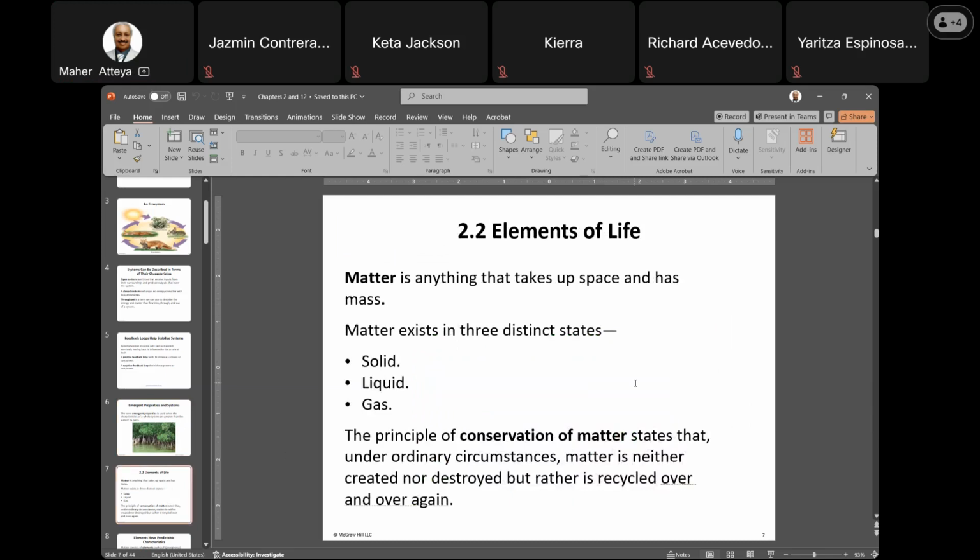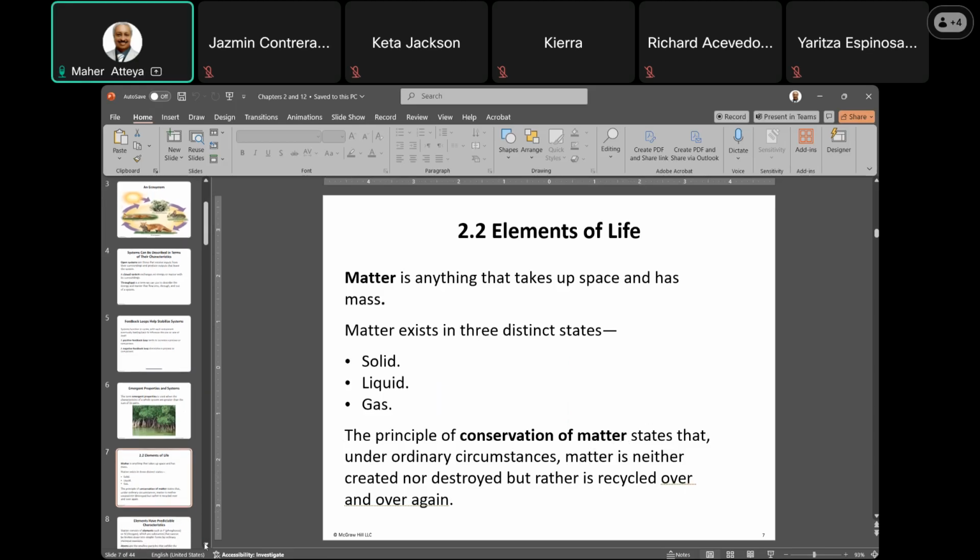Now we speak about matter. Matter is anything that has a mass and occupies space, meaning a volume. Anything that has a mass and a volume is matter. And we have three states of matter: solid, liquid, and gas. The principle of conservation of matter states that under ordinary circumstances, matter is neither created nor destroyed, but rather is recycled over and over again. And that's really true. Nothing of matter is really destroyed, but it's always recycled.